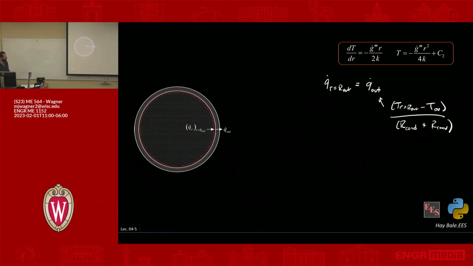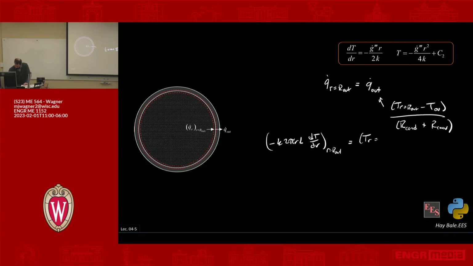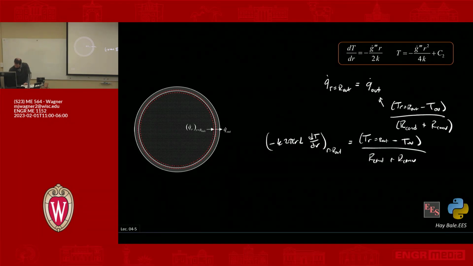Right, that's our rate equation for what's leaving, assuming that we have that temperature at r equals r out. Q dot at r equals r out, we can just use Fourier's law evaluated for that position in the domain. Okay, so if we do that, we end up with this expression. So Fourier's law would say minus k 2 pi r L dT/dr evaluated at r equals r out has to be equal to this thing up here, which is, I'll just rewrite it, T at r equals r out minus T infinity over R conduction plus R convection. Right, R conduction being the conduction through the plastic.